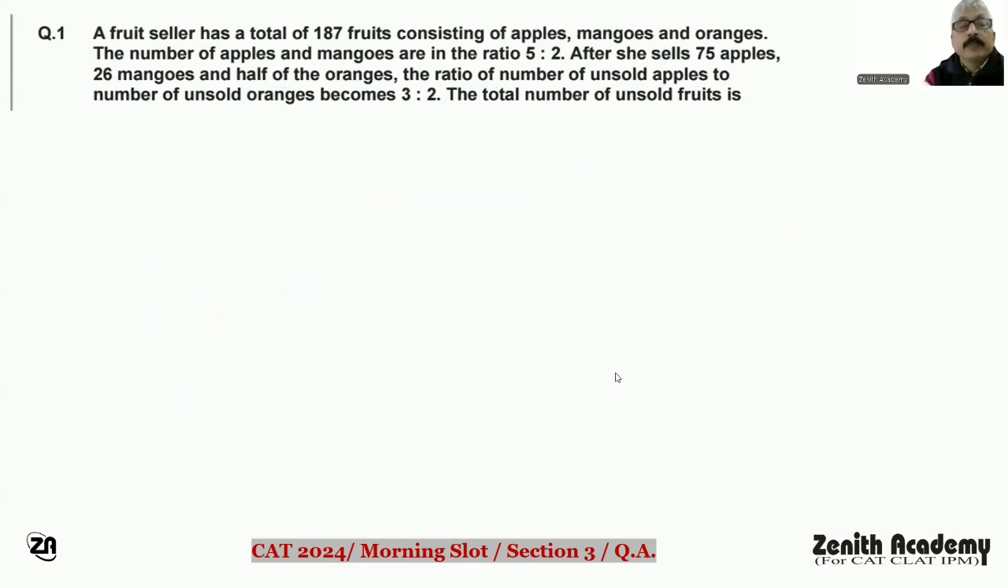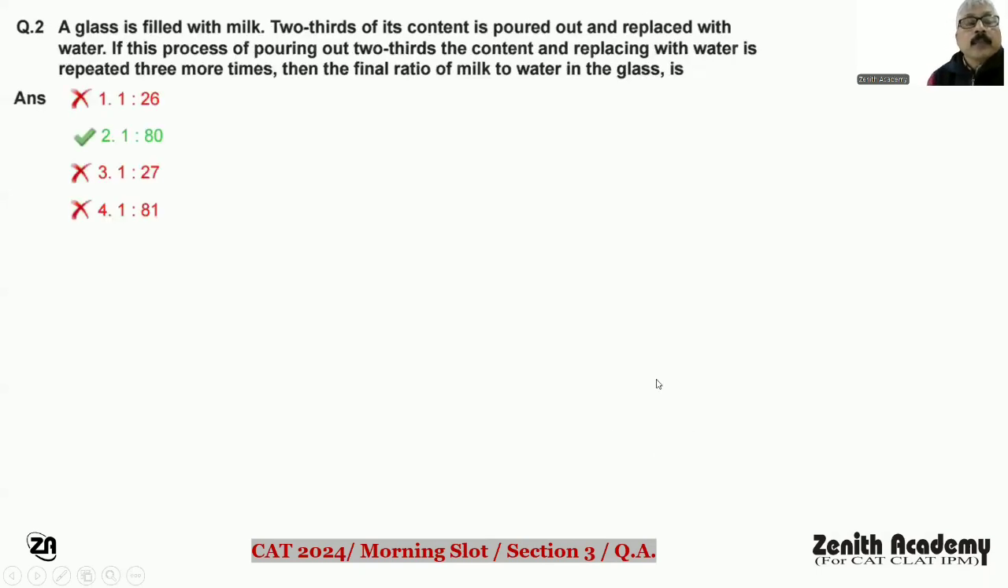Now, second question. A glass is filled with milk, two-thirds of its content is poured out and replaced with water. If this process of pouring out two-thirds of the content and replacing with water is repeated 3 more times, then the final ratio of milk to water in the glass. So it is a very simple question from your concept classes.